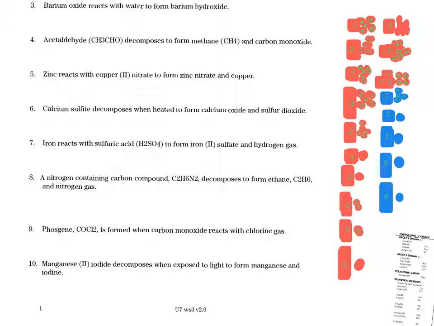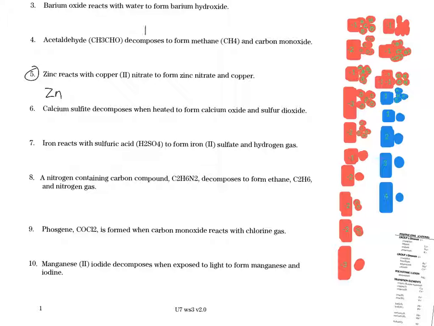All right, the next one I'm going to do is this one, which is number 5. Zinc reacts with copper 2 nitrate to form zinc nitrate and copper. So the first thing I'm going to do is write down the symbol for zinc. It's just an element by itself. So I have to make sure: is this a diatomic element or is it a monatomic element?